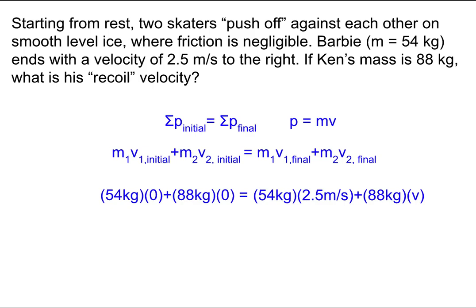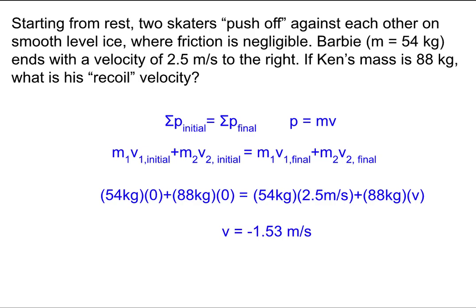So I could put in, let's see, Barbie's mass was 54, and she ends with a velocity of 2.5 meters per second to the right. So I chose to put that number in as positive because I usually think about to the right as positive. And then when I solve this, you would end up saying this whole side was 0, and you would bring this number, whatever this turns out to be, 54 times 2.5, to the other side, it would become negative. So your answer would end up being negative.